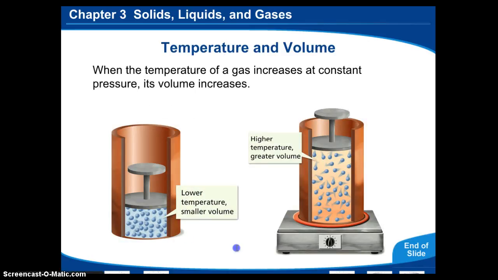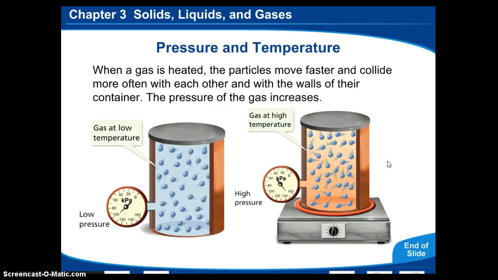Temperature and volume. When the temperature of a gas is increased at a constant pressure, and it's important that you're talking about a constant pressure, its volume increases. If I keep the pressure here and decrease the temperature, the gas is going to take up less space and have a smaller volume. If I leave the pressure up here, where this plunger is, and increase the temperature, it's going to have a greater volume. The molecules are going to end up spreading out. When a gas is heated, the particles move faster and collide more often with each other and with the walls of their container. That should make more sense.